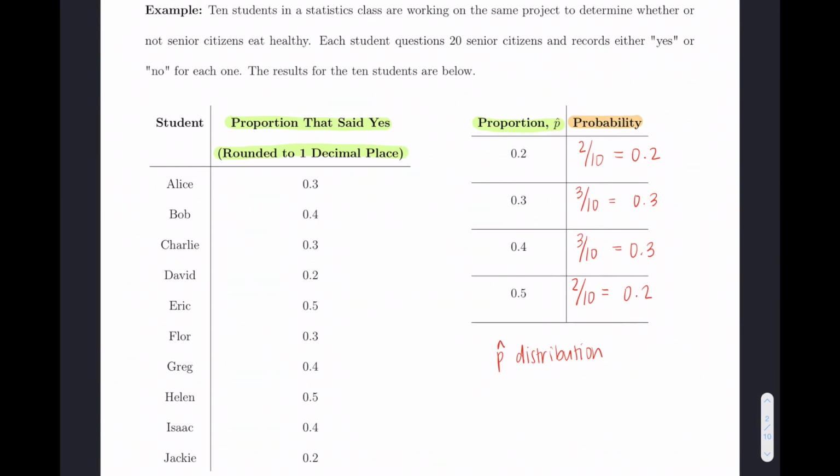One important thing to notice about this example is that each student questioned the same number of senior citizens. And so it's very important that when you collect multiple samples and summarize the results from multiple samples, that each one of those samples has the same number of individuals in the sample, or the same value of n.